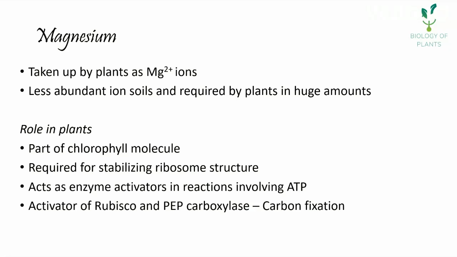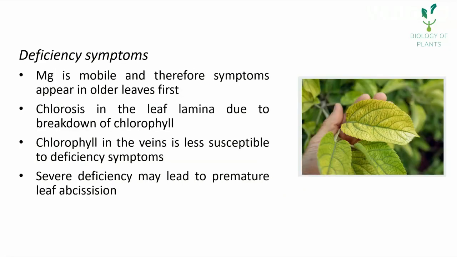They also act as cofactors and activators of more than 300 enzymes, particularly those involved in carbon fixation, for example, rubisco and PEP carboxylase, and those reactions that involve the energy molecule ATP. Magnesium is mobile, and therefore deficiency symptoms appear in older leaves.